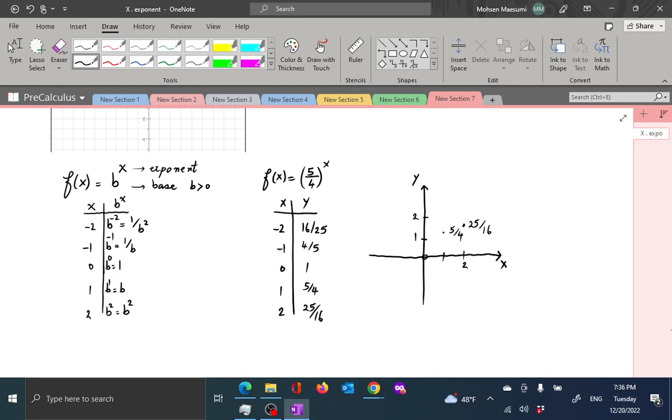At -1 we have 4/5, so at -1 it is 0.8. At -2 it is 16/25, which is 0.64, somewhere down here, and we have to connect them. There you see a slight curve here, and that's how it goes.